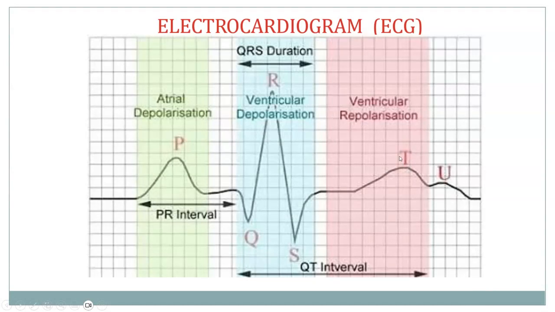And as you know, we have different intervals, like the PR interval, which is important, and we will talk about it, especially for the atrioventricular block. We have the QRS duration, and we have the QT interval, and so on.